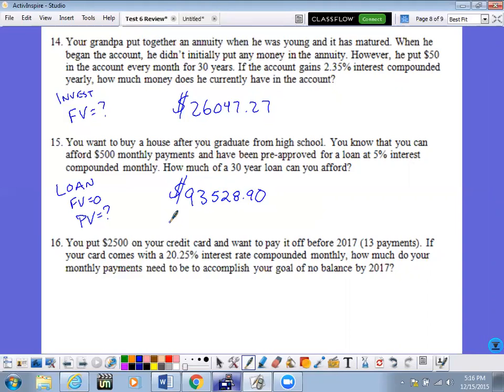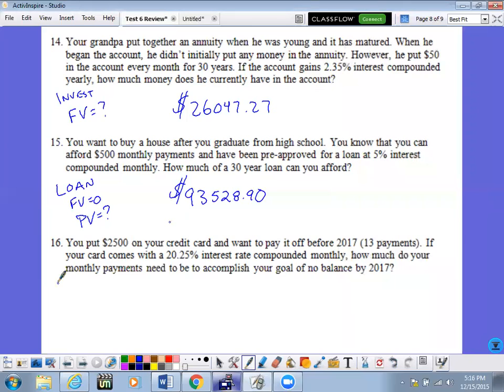Number 16, you put $2,500 on a credit card and wanted to pay it off before 2017. You got 13 payments to do so. December this year, and then all 12 payments next year. If your card comes with a 20.25% interest rate compounded monthly, how much do your monthly payments need to be in order to accomplish your goal of no balance by 2017?